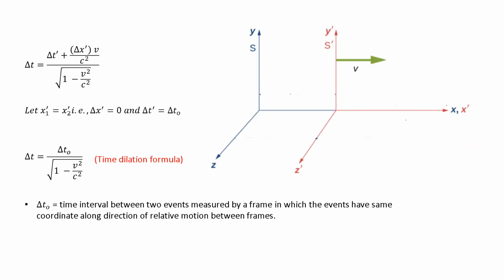Suppose the two events occur at the same x coordinate, or x prime coordinate, as measured by frame S prime. Then delta x prime is 0. Let us call delta t prime as delta t naught. Then we get delta t equals delta t naught divided by the square root of 1 minus v squared by c squared. This is the time dilation formula. Here delta t naught is the time interval between two events which have the same coordinate along the direction of relative motion between the frames. We have assumed that the relative motion between the frames is along the x-axis.